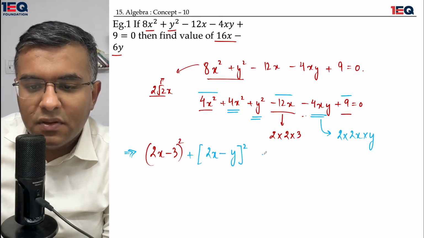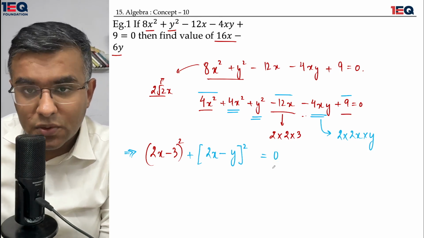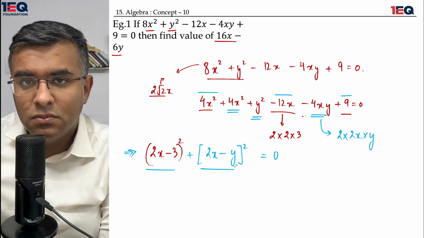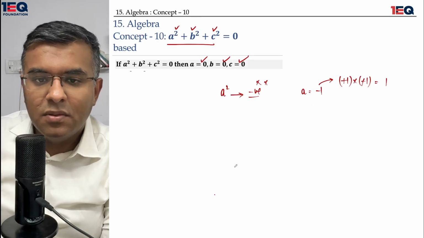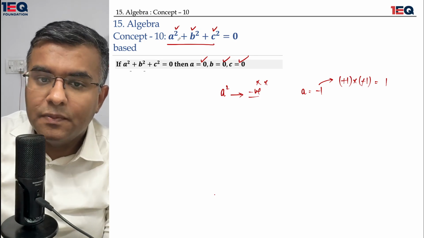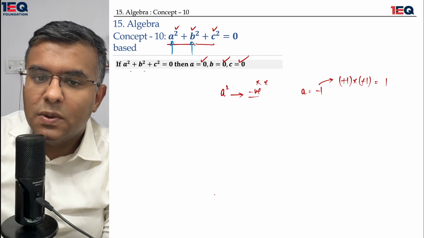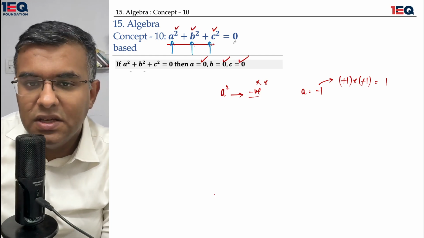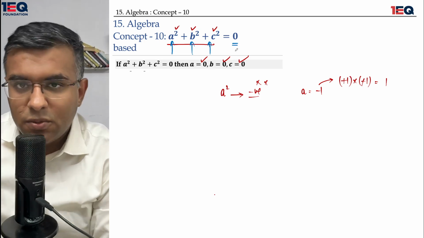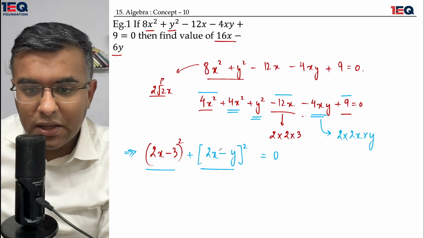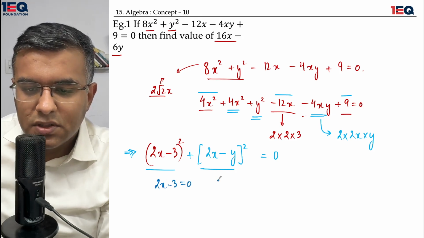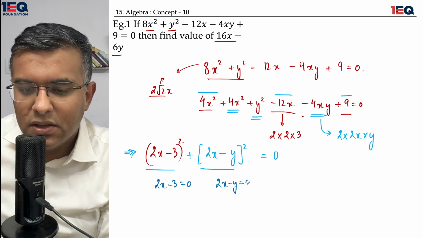Now, if this entire equation is equal to 0, then I can say that these squares are also equal to 0. How did I land up to this situation? Because here I had learned that the square of a, the square of b and the square of c, when all of them added up to 0, then individually a, b, and c would also be equal to 0. I'm using the same property here. That means 2x minus 3 is equal to 0. Similarly, 2x minus y is equal to 0.